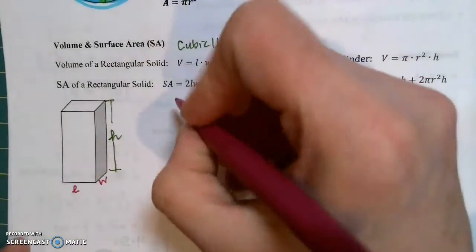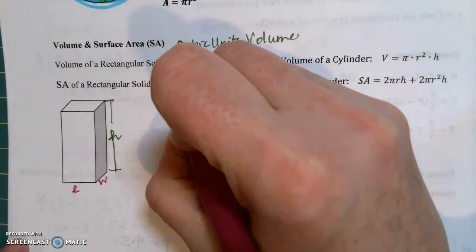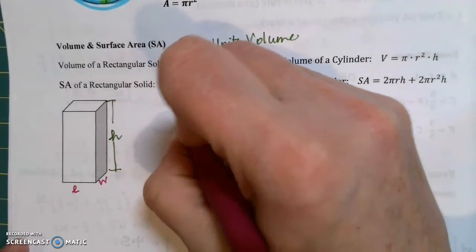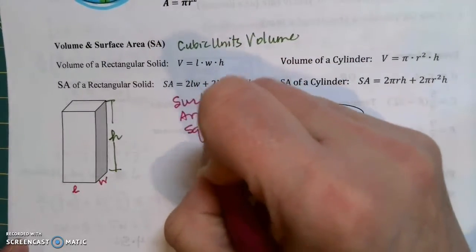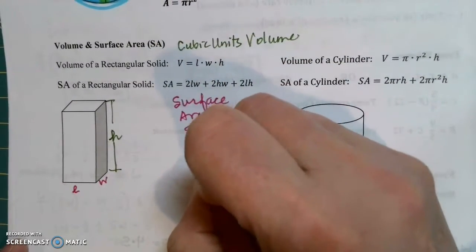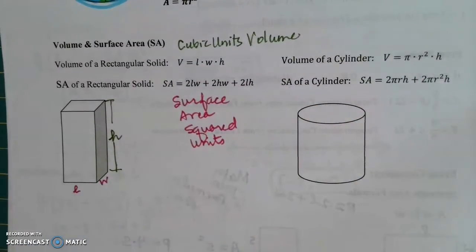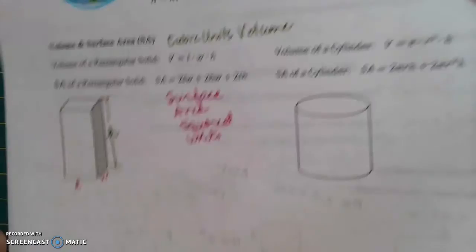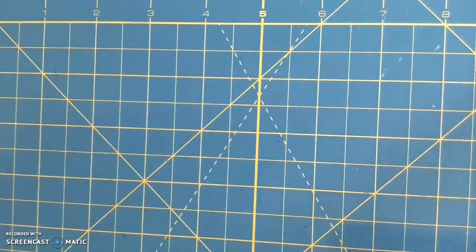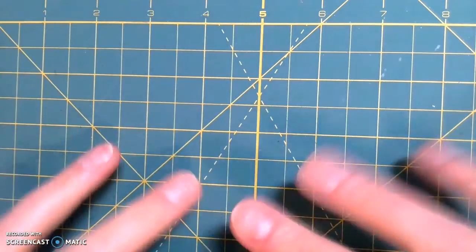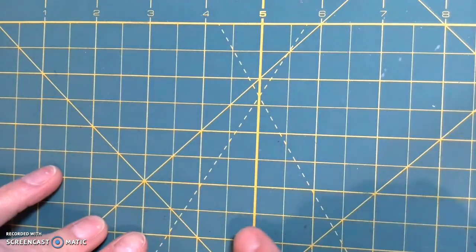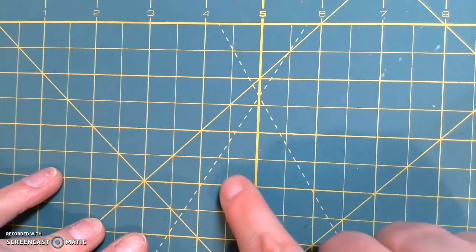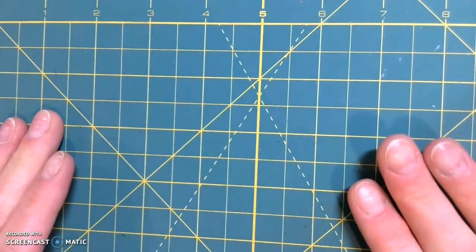Now, surface area, we are covering things, and you can see that there with the area. Surface area is going to be squared units. I'm going to take this sheet away for just a second. If you look at my craft cutting mat here, it is actually showing you what we do to figure out area. We're figuring out how many squares it takes to cover the space that I'm looking at.